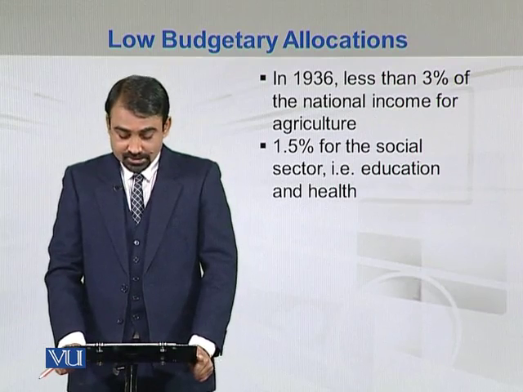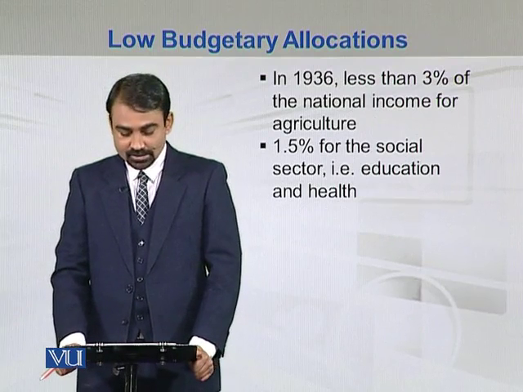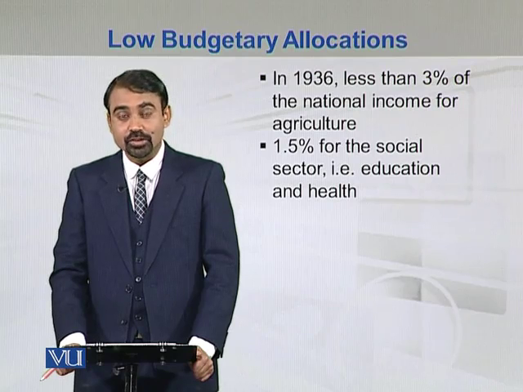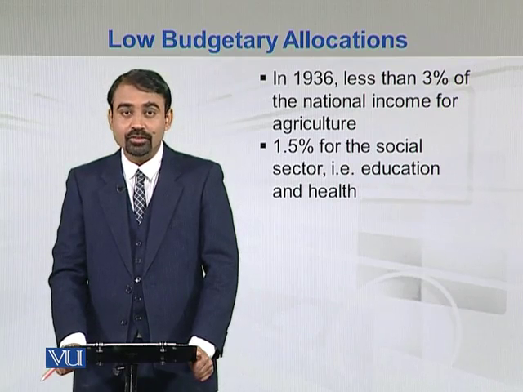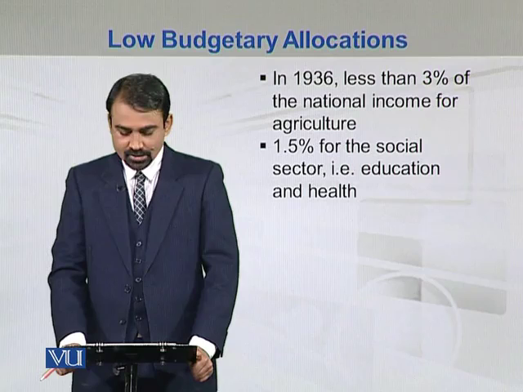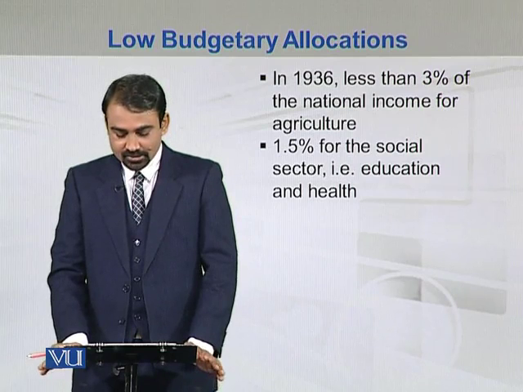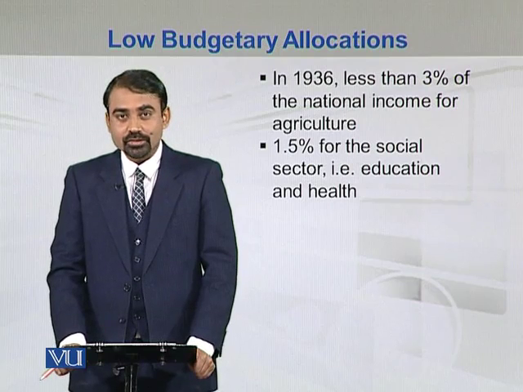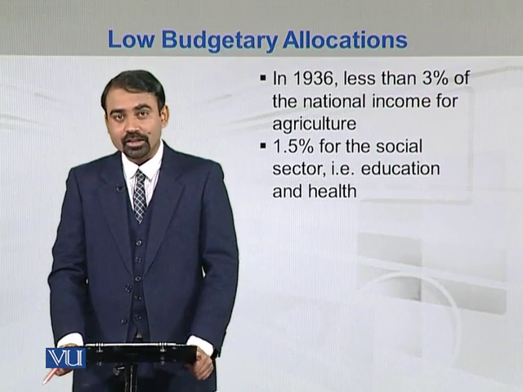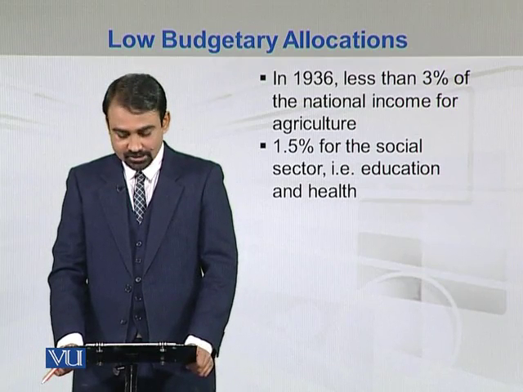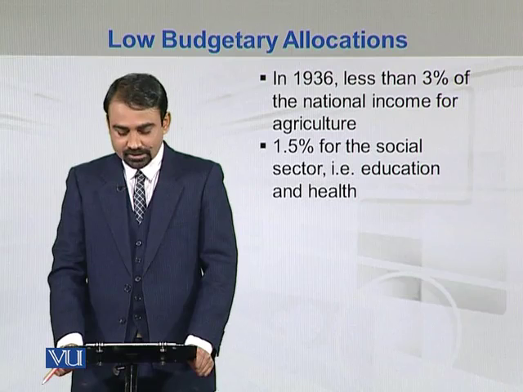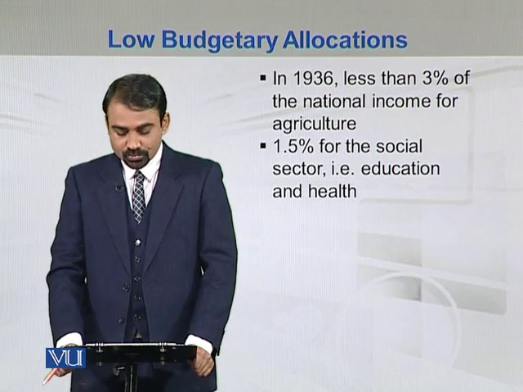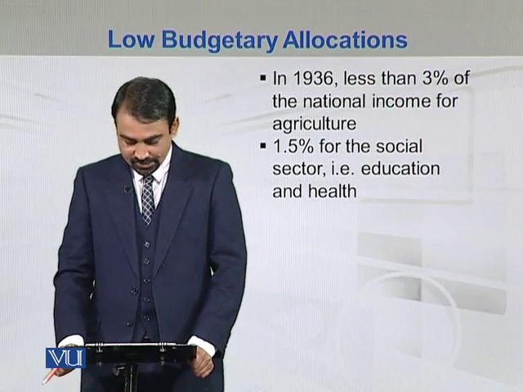In 1936, this would be interesting for you, a lot of revenues in British India were coming from agriculture because land was the main capital resource during British India and the main source of productivity. The British government allocated less than 3% of the national income for agriculture. So, although it was extracting revenues and benefits from the agriculture sector, it was not allocating enough money to promote or to develop agriculture.